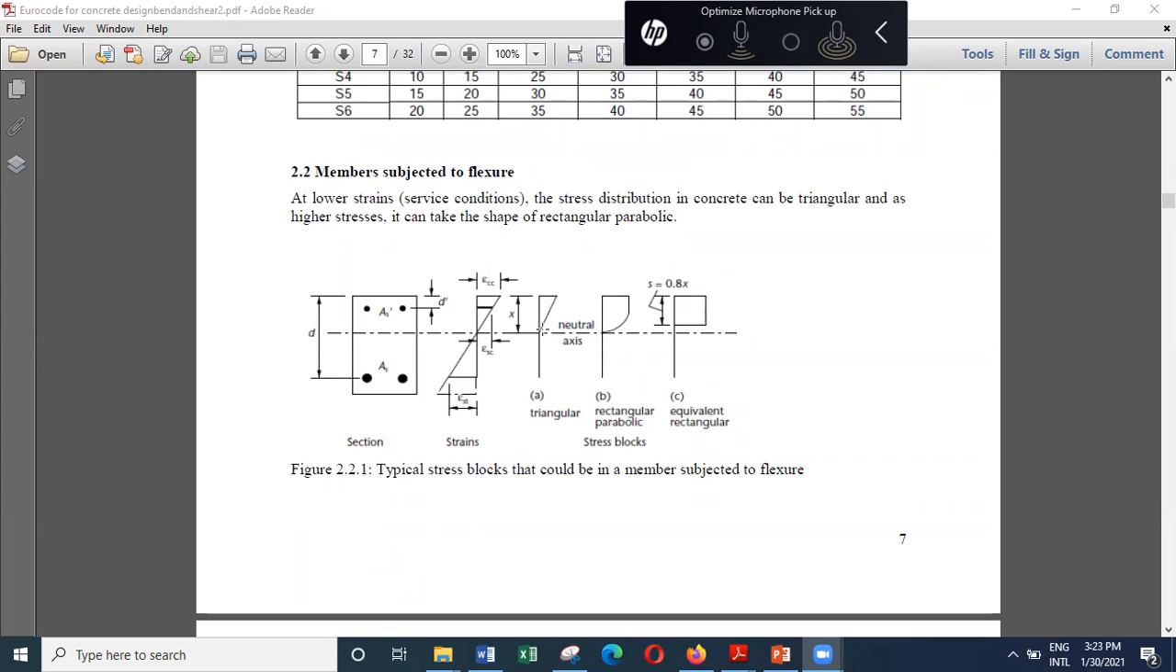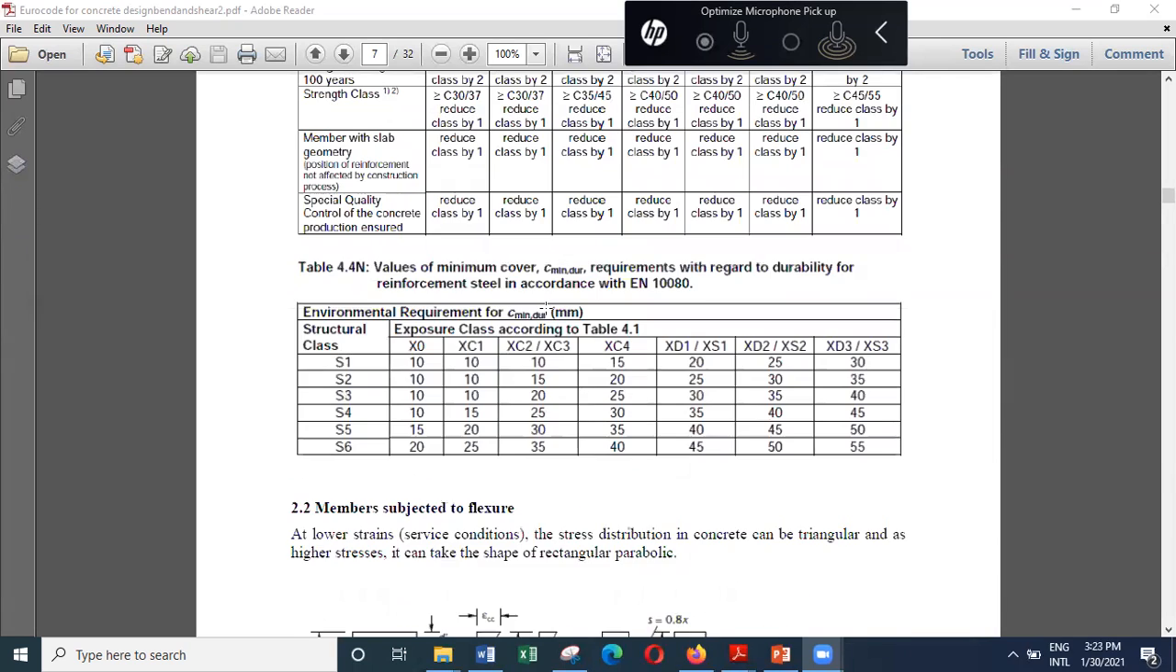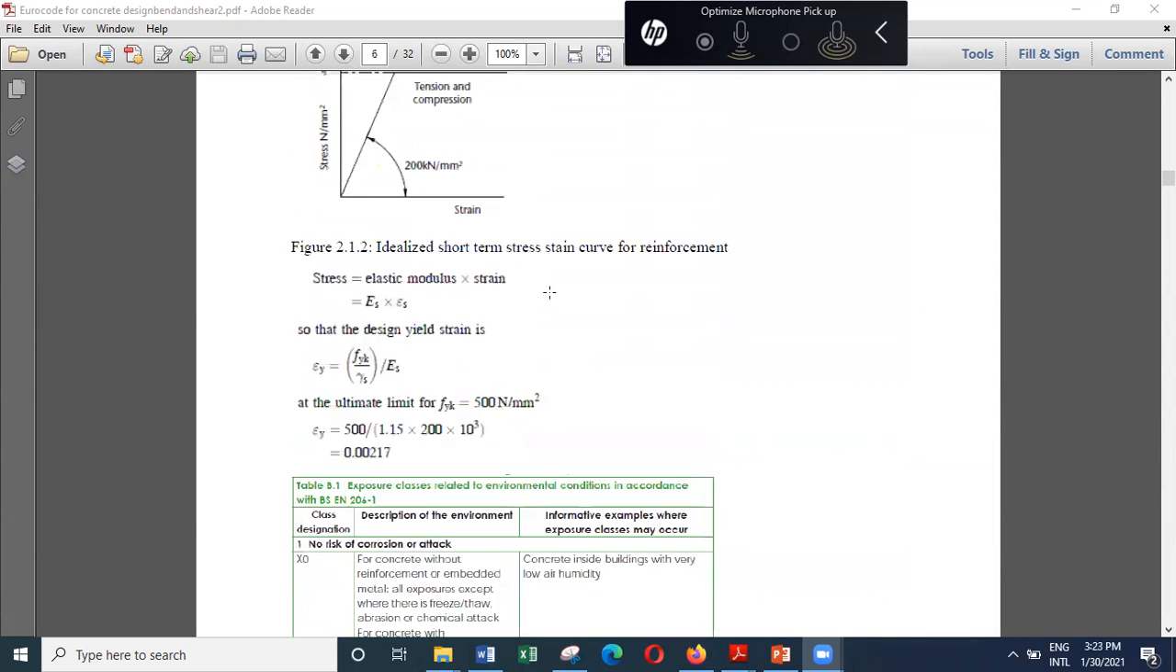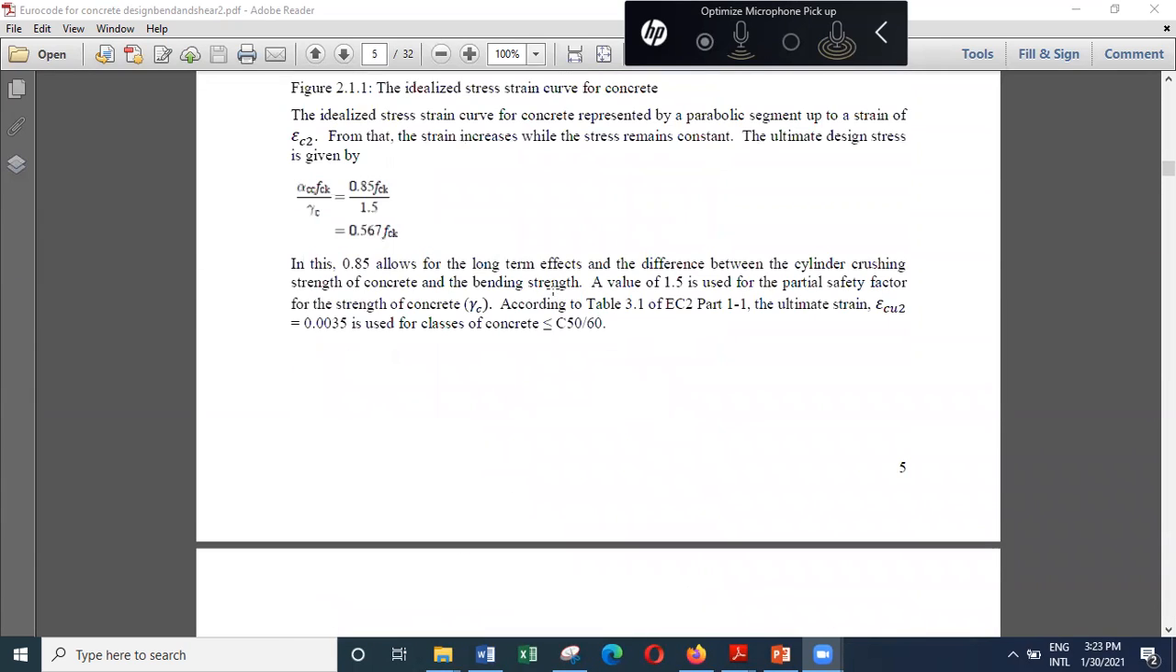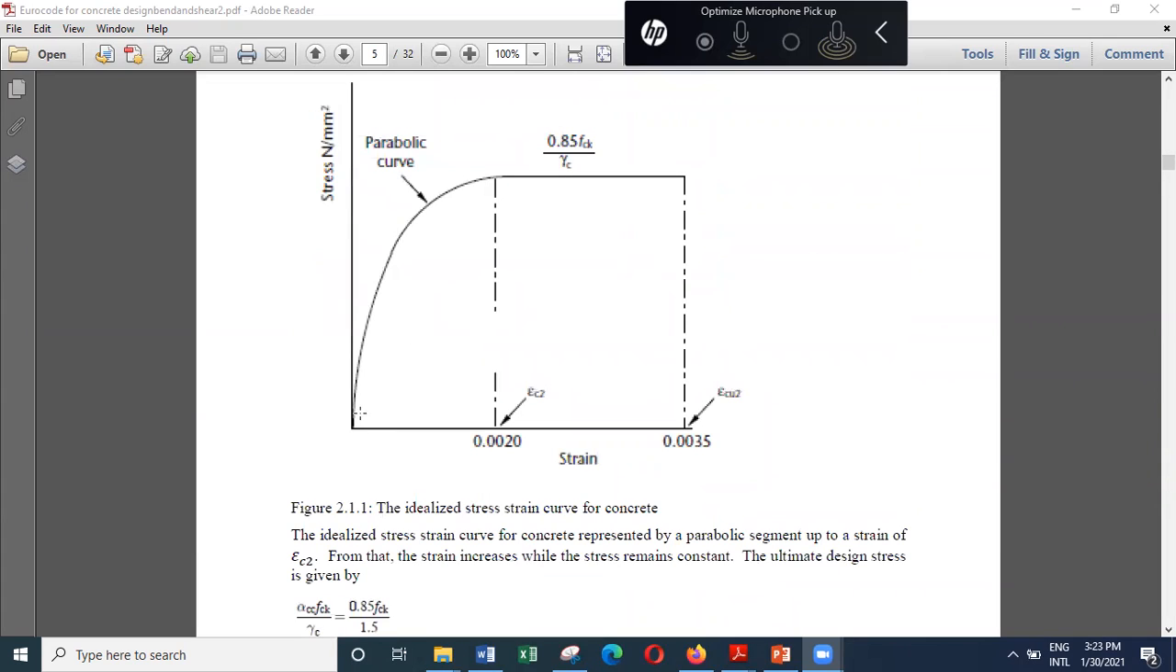But we are not interested in finding the moment in this type of situation. What we like to know is what is the maximum moment that the section can carry. So to determine the maximum moment that the section can carry, we have to increase the strain in concrete.